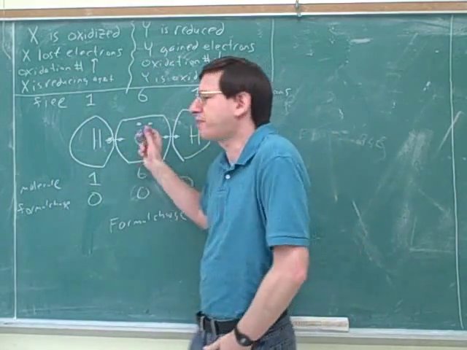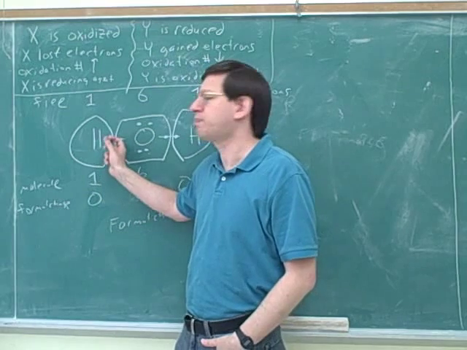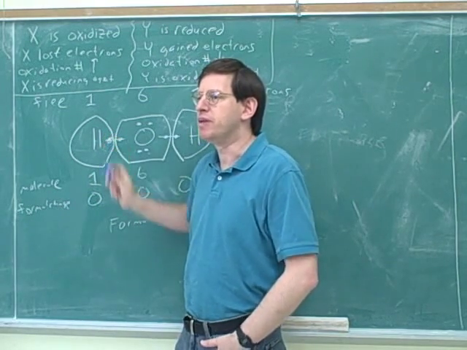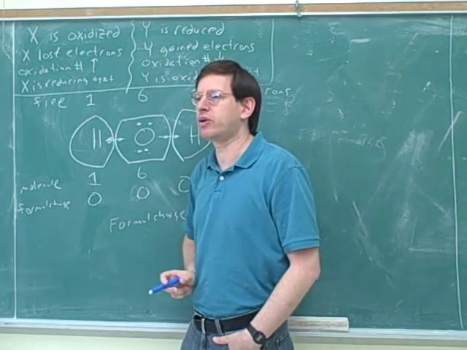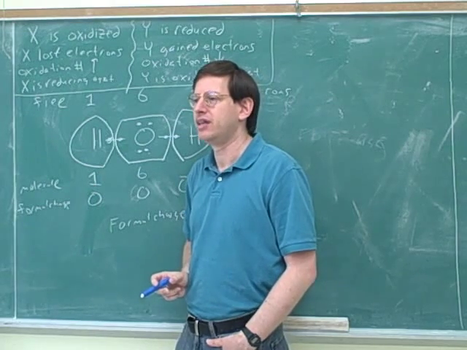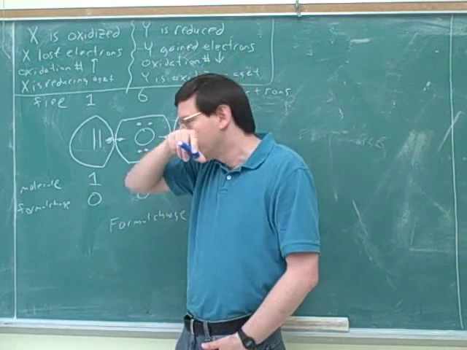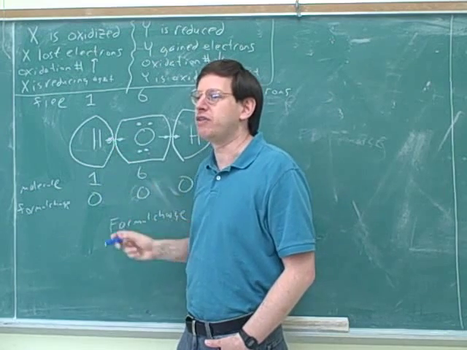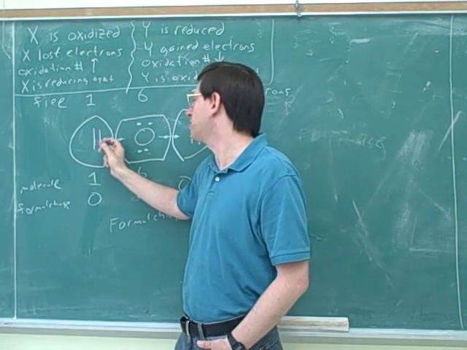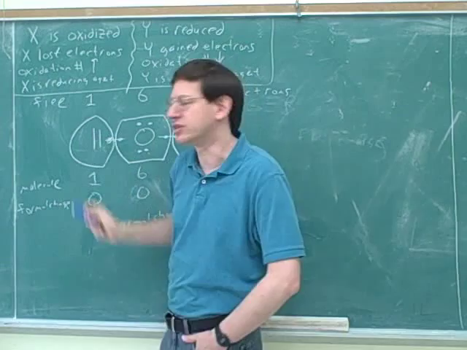Now remember, this was just an approximation, because are these bonds really perfectly covalent? Well, no, because who wants the electrons more here, the oxygen or the hydrogen? The oxygen, because it's more electronegative. So this is just an approximation. In reality, these 2 electrons should both be closer to the oxygen than to the hydrogen.